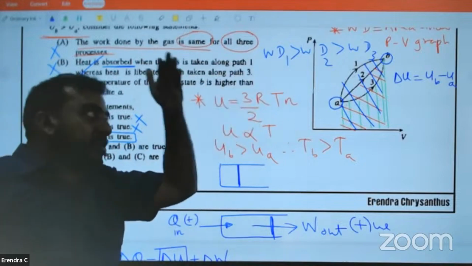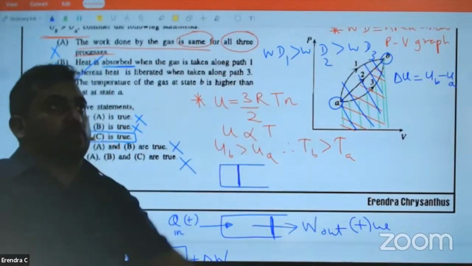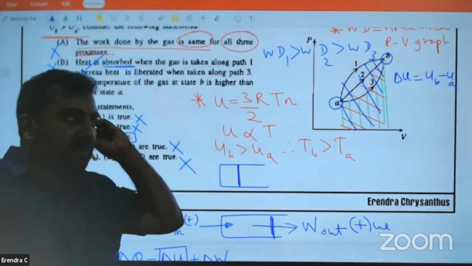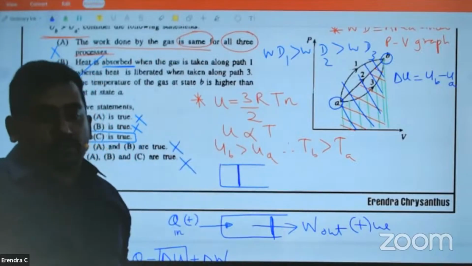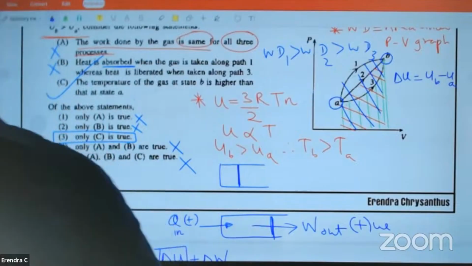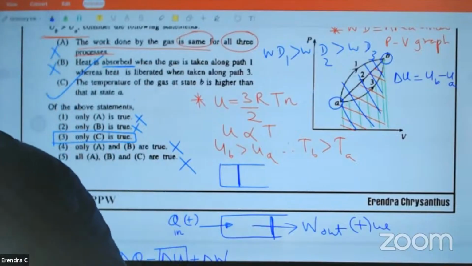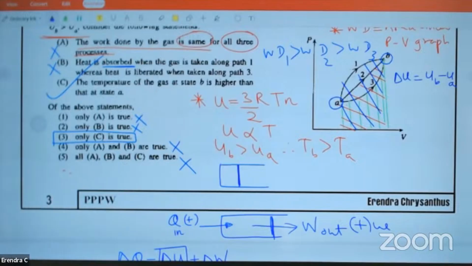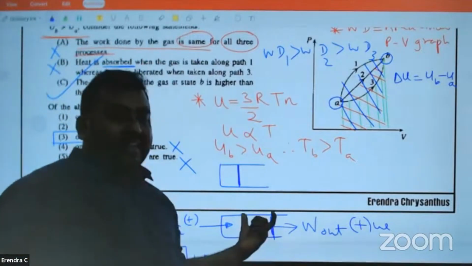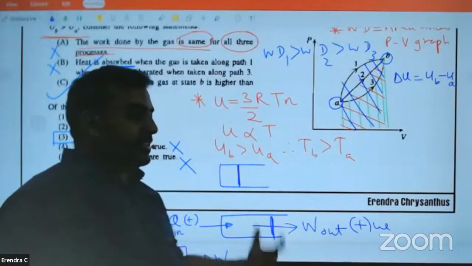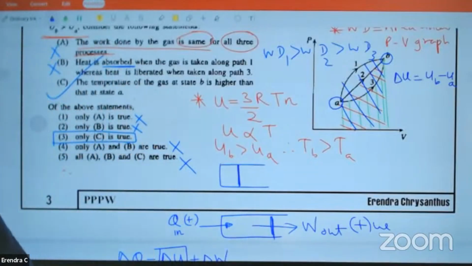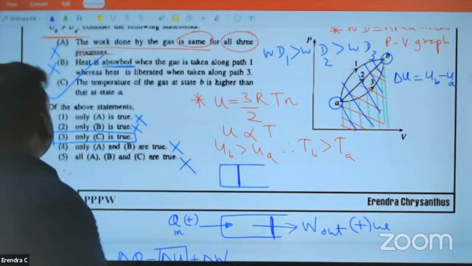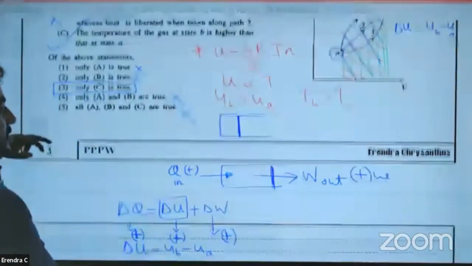We can observe in all the three processes there is a work output, and the internal energy change is also positive.